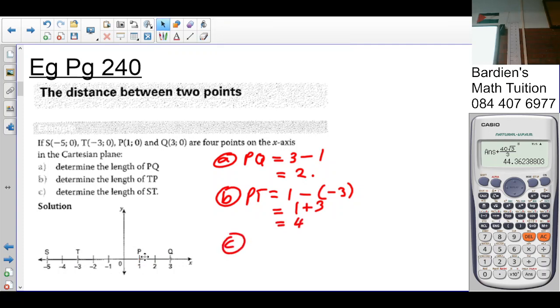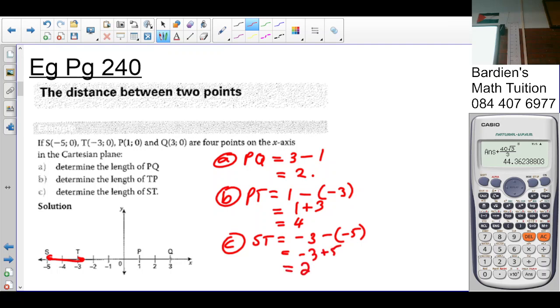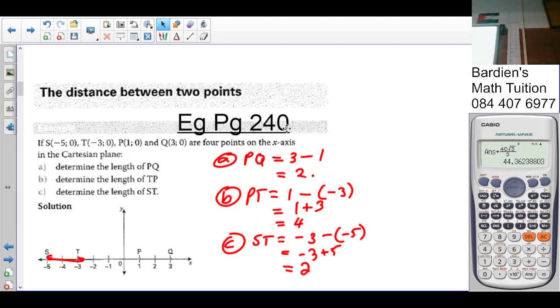What's the distance, or what's the length of ST? 2 units. It's easy to see here it's 2, no? But how do we get it? You say for ST, it's going to be negative 3 minus 5, which is negative 3 plus 5, which is? It's the origin, 0 there, no? Any confusion there?